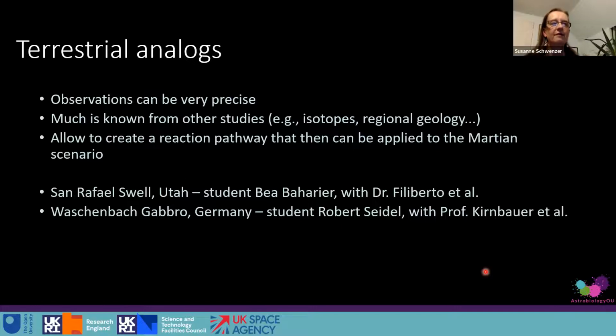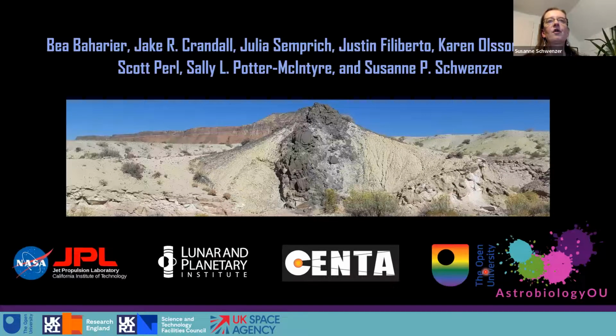It's the San Rafael Swell in Utah, which my student B. Baharia currently works on with Dr. Filiberto from JSC next door, a former postdoc as well. And the Waschenbach Gabbro in Germany, where a former student of mine, now Dr. Robert Seidel, with some German collaboration worked on. So this is the beautiful landscape in Utah and all the people who contribute to that study.